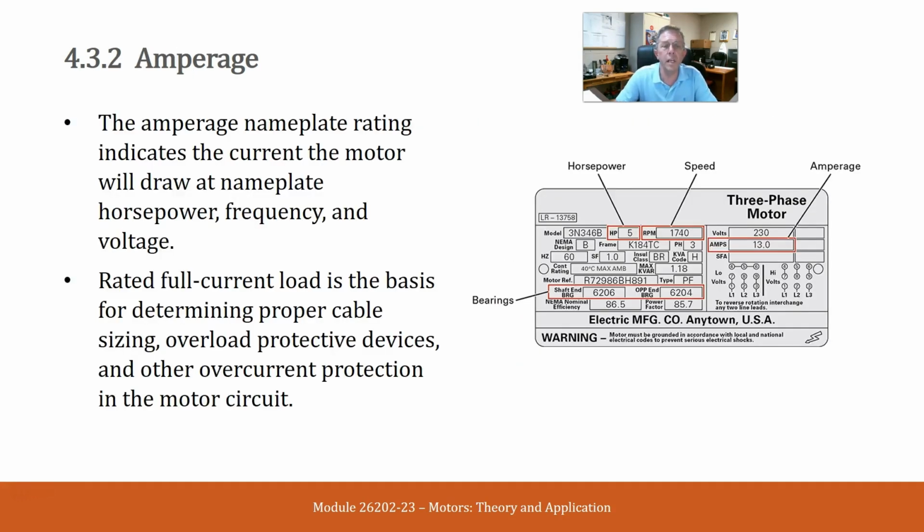Amperage. The amperage nameplate rating indicates the current the motor will draw at nameplate horsepower, frequency, and voltage. Rated full load current is the basis for determining proper cable sizing, overload protective devices, and other overcurrent protection in the motor circuit.